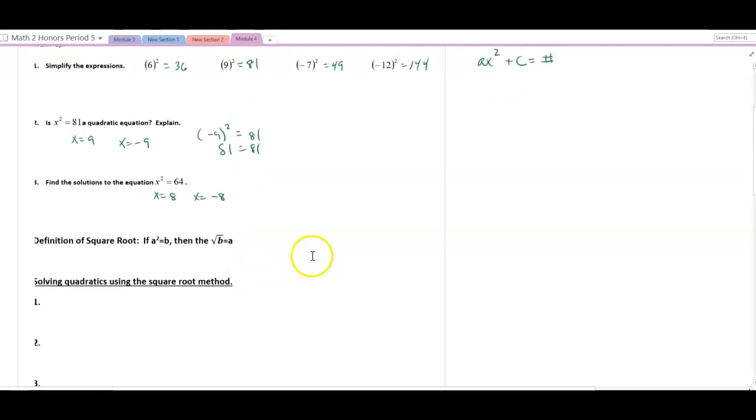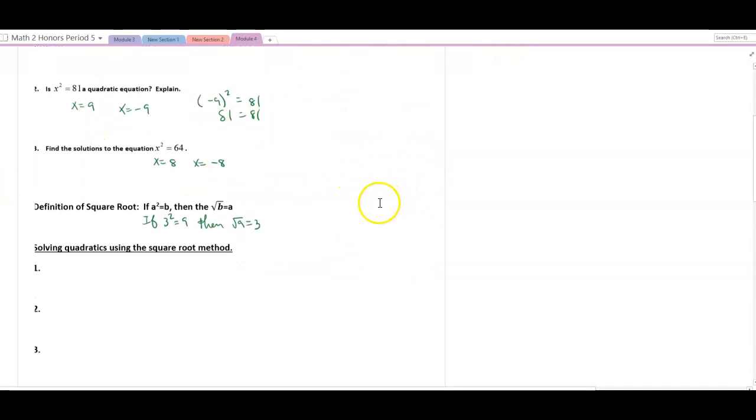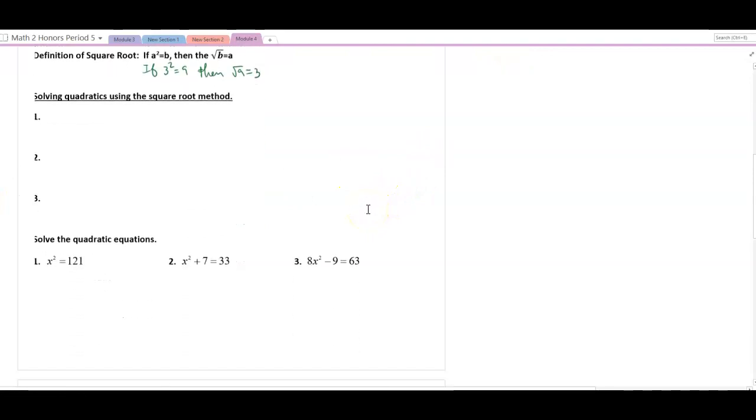By the definition of a square root, if a squared equals b, then the square root of b equals a. In easier terms, if 3 squared equals 9, then the square root of 9 is 3. We use this concept to solve these quadratics using the square root method. So how do we do it?